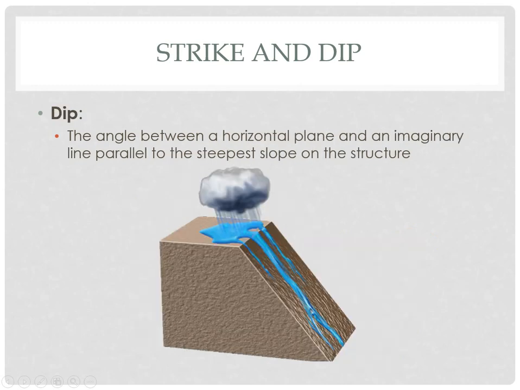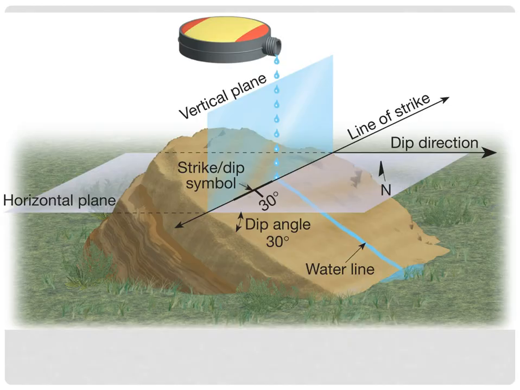And then the dip. So we imagine water running down that same top surface, or at least the top of your layers. Whichever direction the water is going to run, that's your dip. So the dip is the angle between a horizontal plane and an imaginary line parallel to the steepest slope on the structure. So we're looking at the steepest slope, right? Let's go back and look at this rock again.